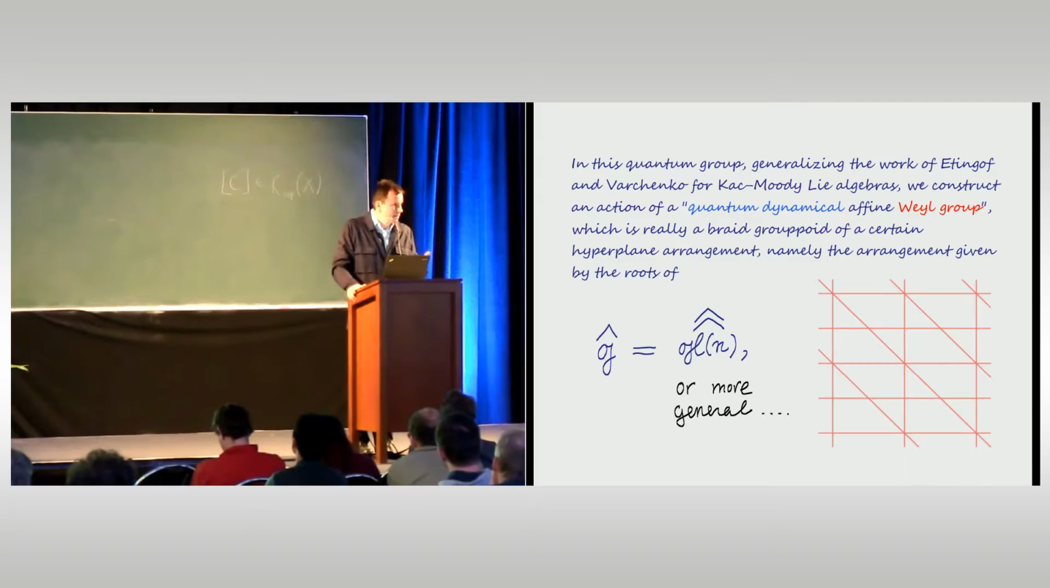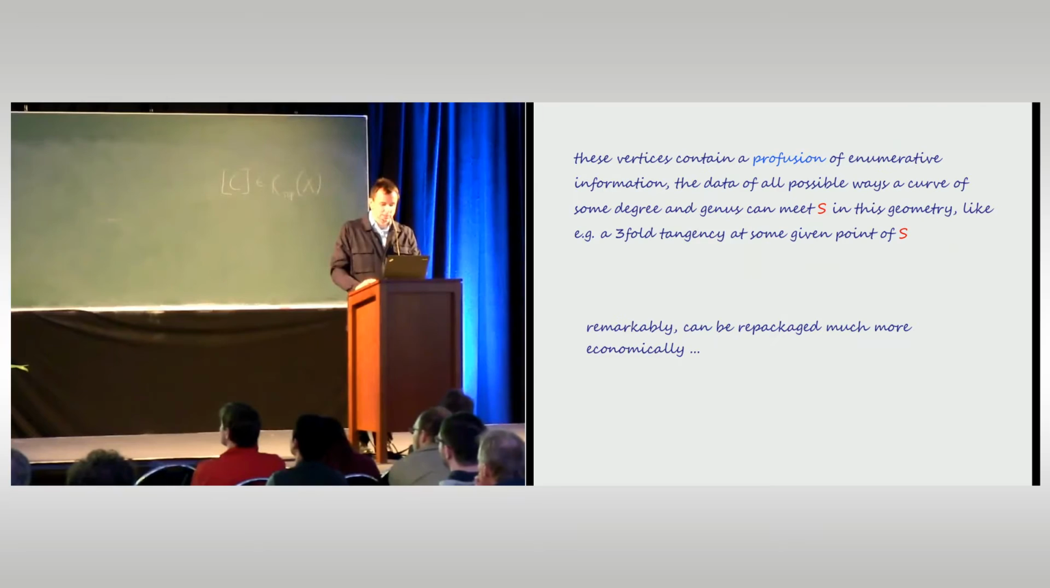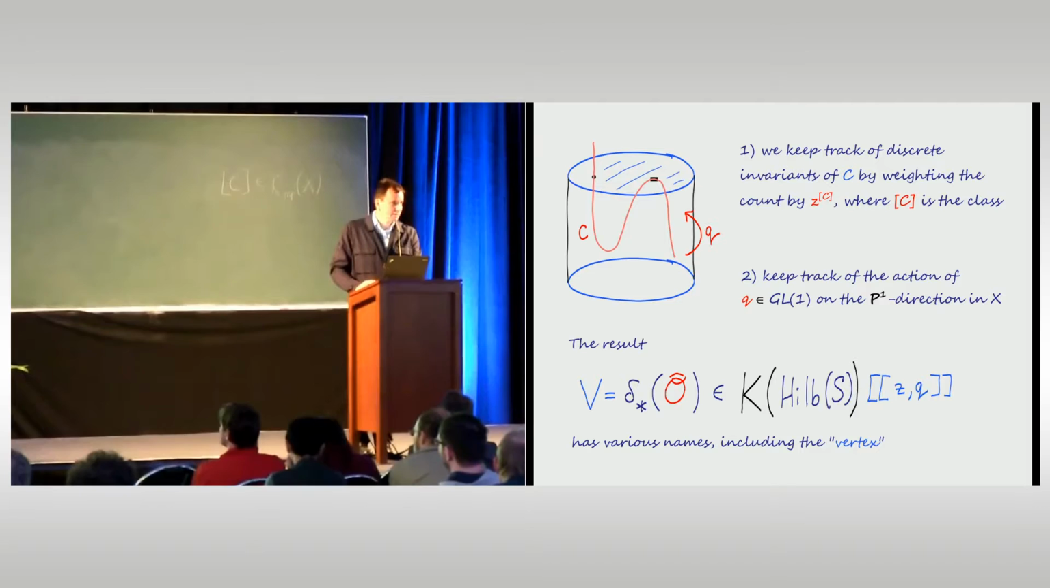Remember, we started with this vertex here. Where was that vertex? Yeah, that vertex has variables q and z. And those variables, q is just the step of the difference equation. But the variable z, these are new variables. Those are, in the language of Etingof and Varchenko, dynamical variables.